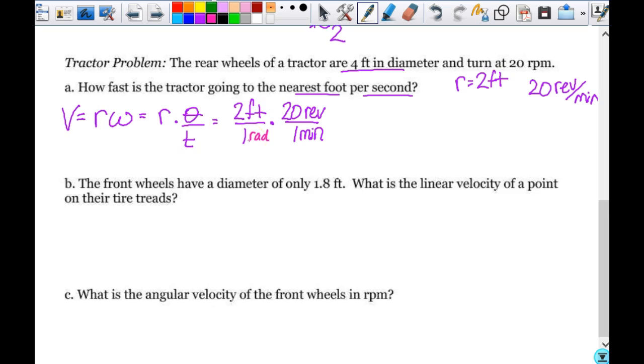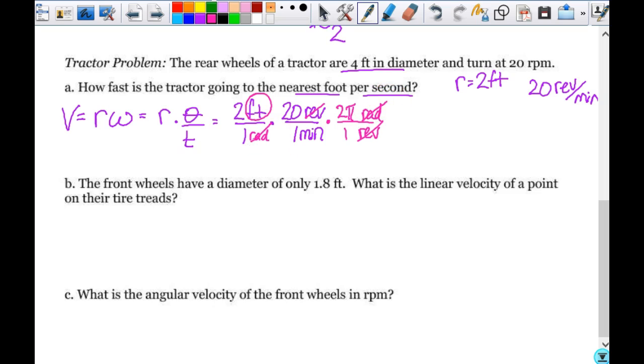So I'm already in feet, so that's good. My feet are good. And I need to get these revolutions into radians, and I got to get the minutes into seconds. So revolutions go down at the bottom, radians at the top. So 1 revolution for every 2 pi radians. Right? And that helps my revolutions cancel out.